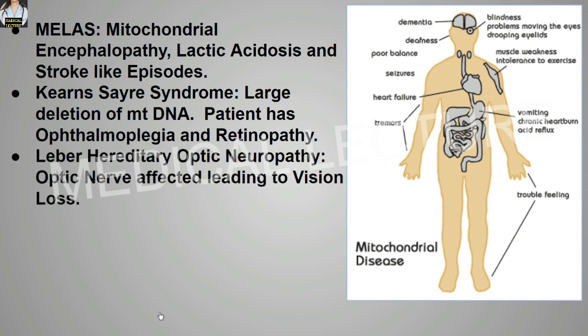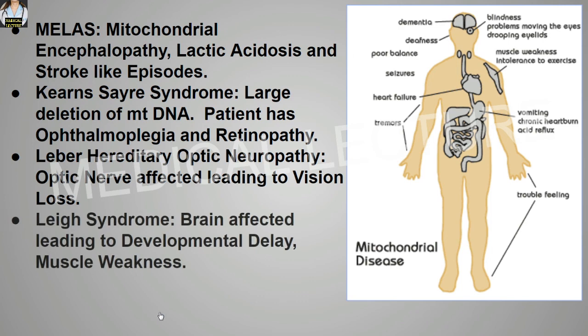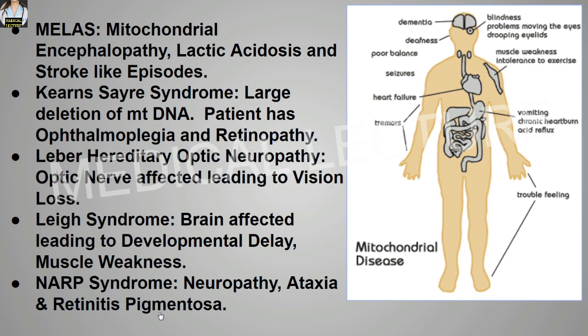Leber hereditary optic neuropathy. In this, the optic nerve is affected, leading to vision loss. Leigh syndrome, over here the brain is affected, leading to developmental delay, and also there is muscle weakness and hypotonia. NARP syndrome. This is an abbreviation which denotes neuropathy, ataxia, and retinitis pigmentosa.